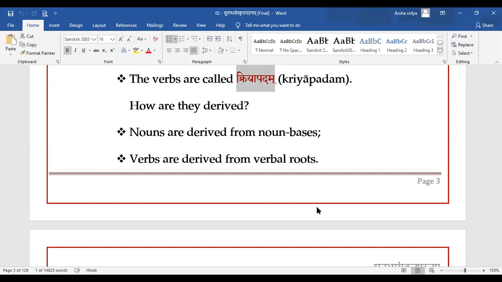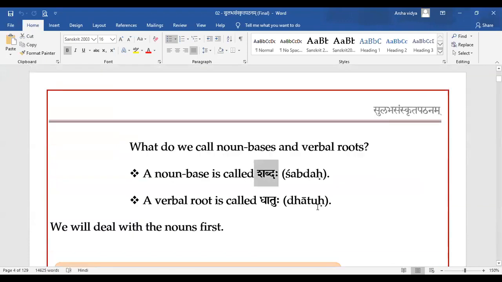Okay. So, Kriyapadam and Namapadam are two padams, and these two are derived from verbal root and noun base, respectively. So, a noun base is called Shabda, from which we derive Namapadam. A verbal root is called Dhatu, from which we derive Kriyapadam. Okay. So, understand this up to this?